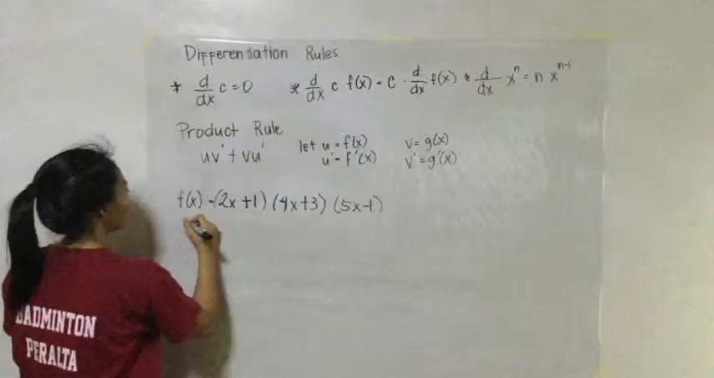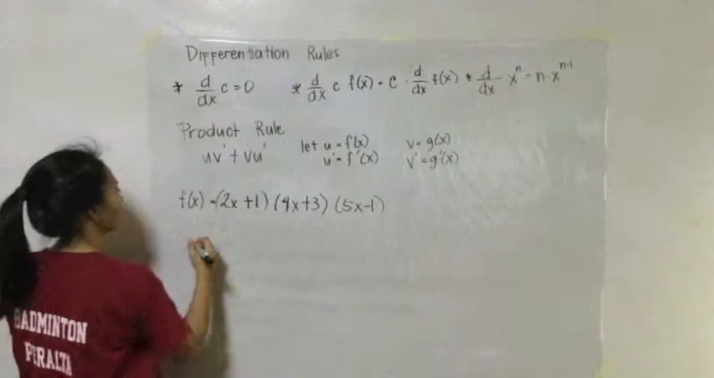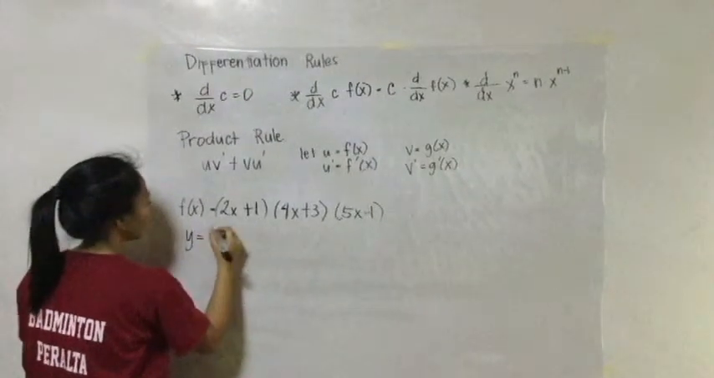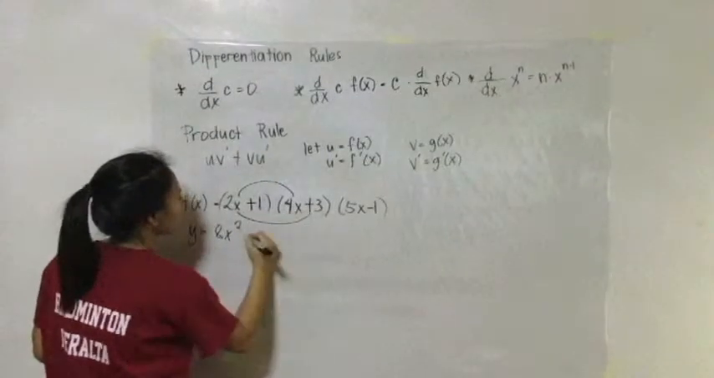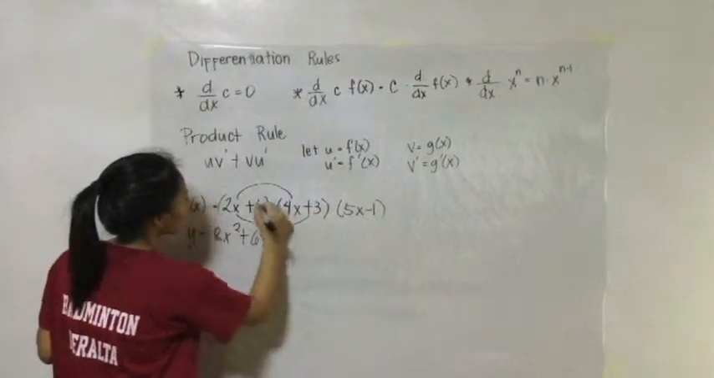Product rule. UV prime plus VU prime. Let U be the f of x, U prime be the f prime of x, V is equal to g of x, V prime is equal to g prime of x. For example, f of x is equal to 2x plus 1 times 4x plus 3 times 5x minus 1. You can distribute 2x plus 1 to 4x plus 3.